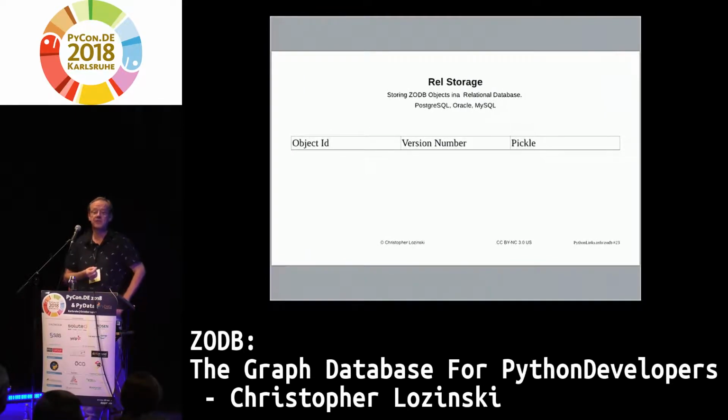You can store it in a relational database. You have a table which has 3 different columns. One is the object ID, the other is the version number of that object, and the third is the pickle for that object.